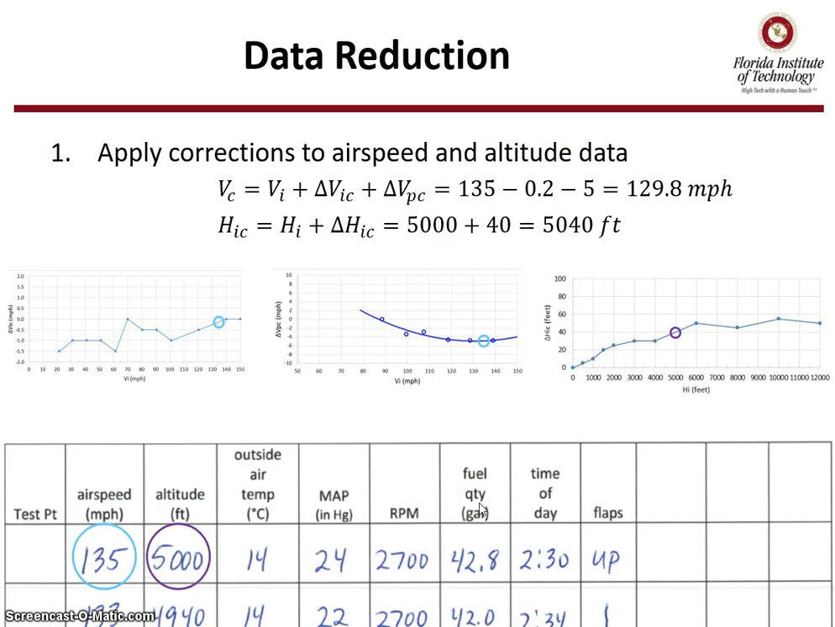Step 1 is to apply corrections to airspeed and altitude data. For this example test point, we recorded an airspeed of 135 miles per hour and a pressure altitude of 5,000 feet. We'll take the indicated airspeed and apply our instrument correction and position corrections off the curves we generated from Lab 1 to arrive at a calibrated airspeed of 129.8 miles per hour. We'll take our indicated pressure altitude of 5,000 feet and add the instrument correction of 40 feet to arrive at an instrument corrected pressure altitude of 5,040 feet.